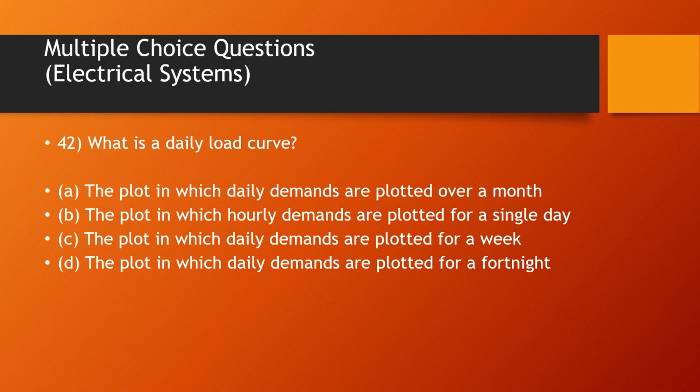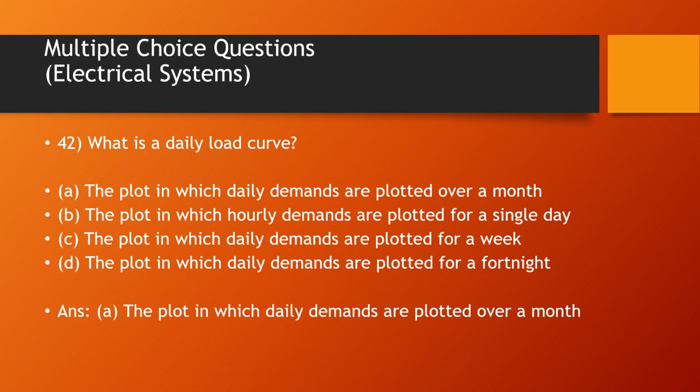And the next question is, what is the daily load curve? Option A is the plot in which daily demands are plotted over a month. Option B is the plot in which hourly demands are plotted for a single day. Option C is the plot in which daily demands are plotted for a week. Option D is the plot in which daily demands are plotted for a fortnight. And the answer to this question is option A, the plot in which daily demands are plotted over a month.